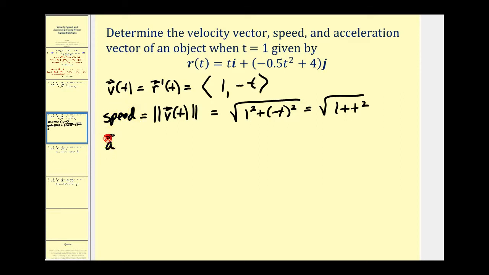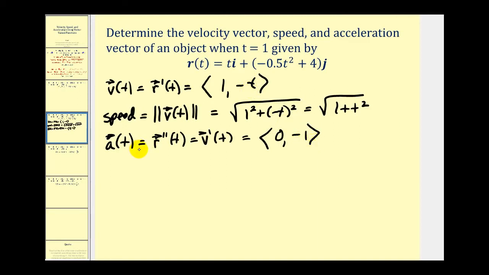Remember, the acceleration is going to be equal to either the second derivative of the position function or the derivative of the velocity function. Well, here's the first derivative, or the velocity vector valued function. So let's go and take the derivative of each of these components. The derivative of 1 would be 0, and the derivative of negative t would be negative 1.